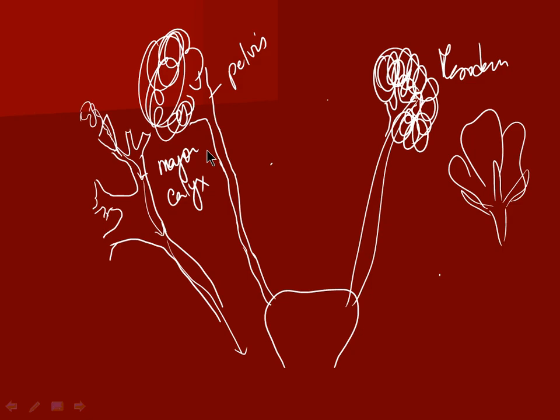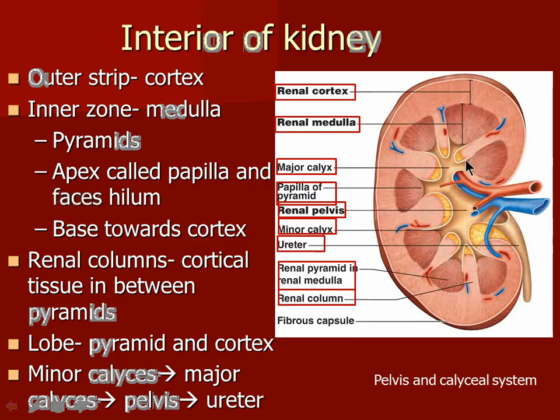So let's go back to this slide here. This first part you're seeing is what is called a minor calyx. This leads into the major calyx, and the major calyx leads into the pelvis. But developmentally, it started from below upwards. You understand what I'm saying?